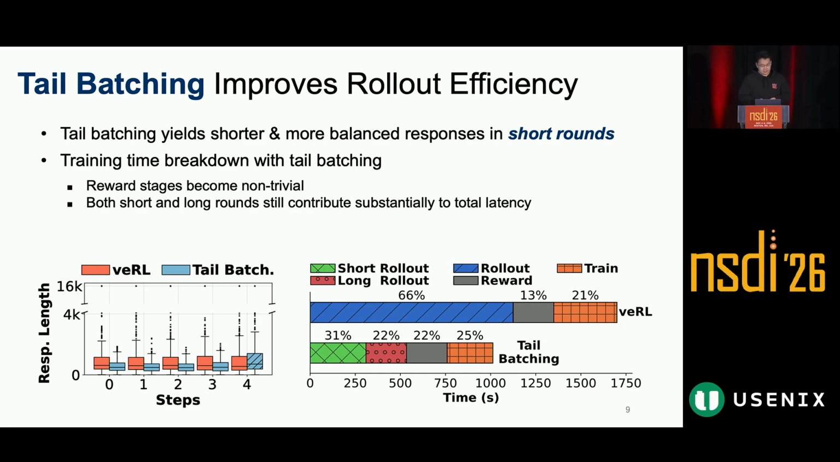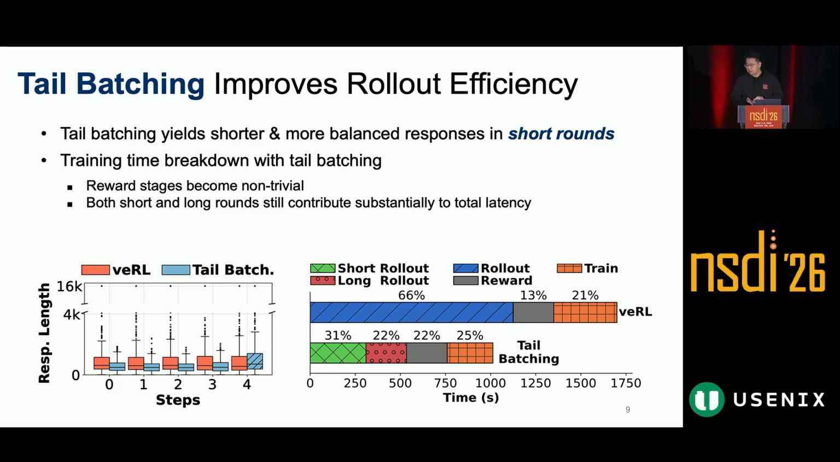About training latency, we can see in the figure on the right that tail batching significantly reduces training time. And we have 2 observations here. The first one is, as the rollout time was accelerated, the reward stage becomes more pronounced in the whole training pipeline. And the second one is, both short and long rounds still contribute substantially to the total latency. And these observations will motivate our further optimizations.